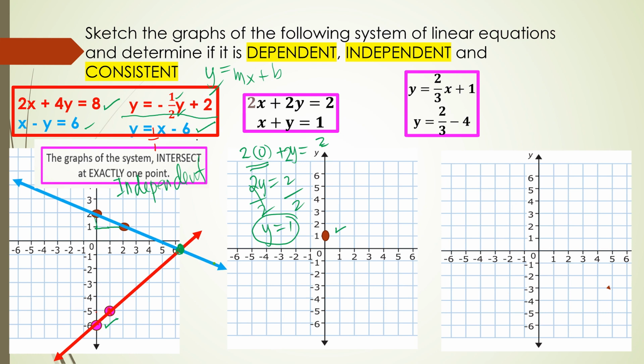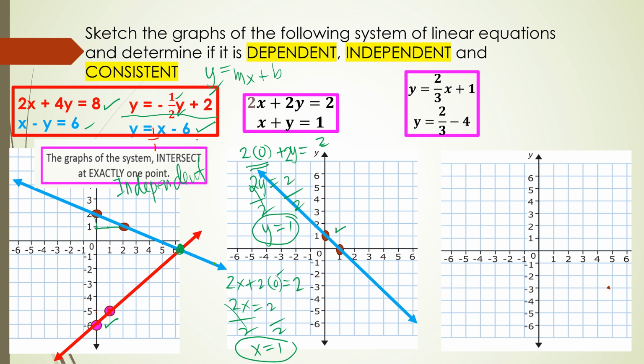Let's proceed to the x-intercept. So we have 2x plus 2 times 0 because we are getting the x-intercept, thus the y should be 0. So 2x is equal to 2 and then dividing by 2, x is equal to 1. And this is our x-intercept, 1, 0. So the graph will be that one.